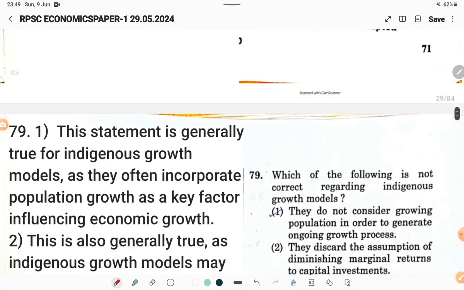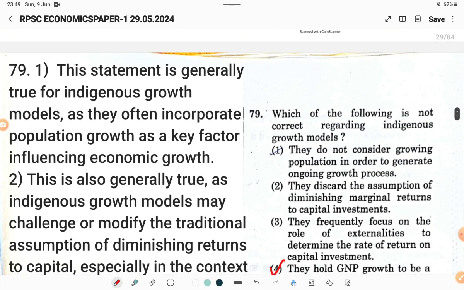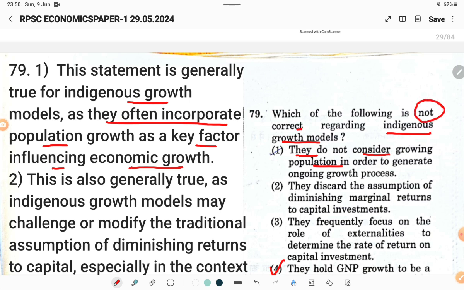Now the next question is 79. Which of the following is not correct regarding endogenous growth models? So the first statement: they do not consider growing population in order to generate ongoing growth process. This statement is generally true for endogenous growth models, as they often incorporate population growth as a key factor influencing economic growth. So this statement is true, but the question is asking about the not correct here.